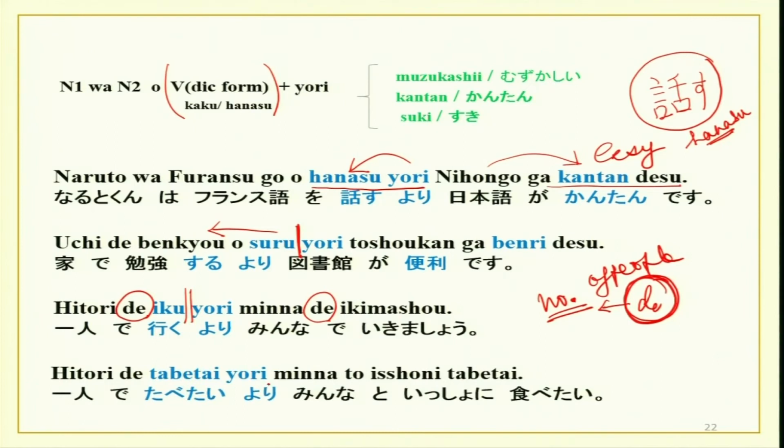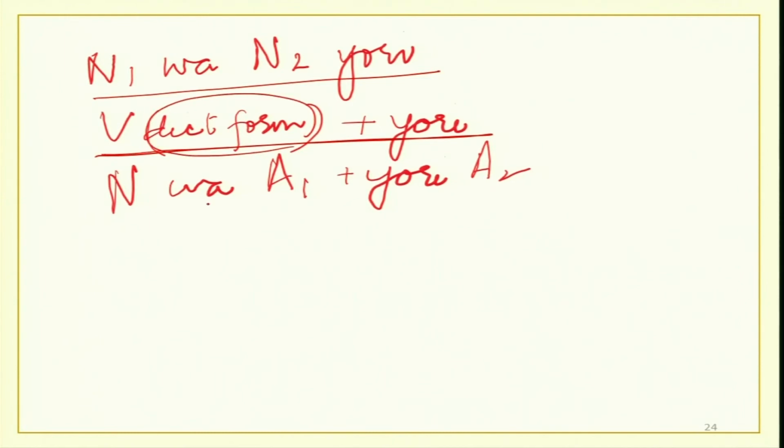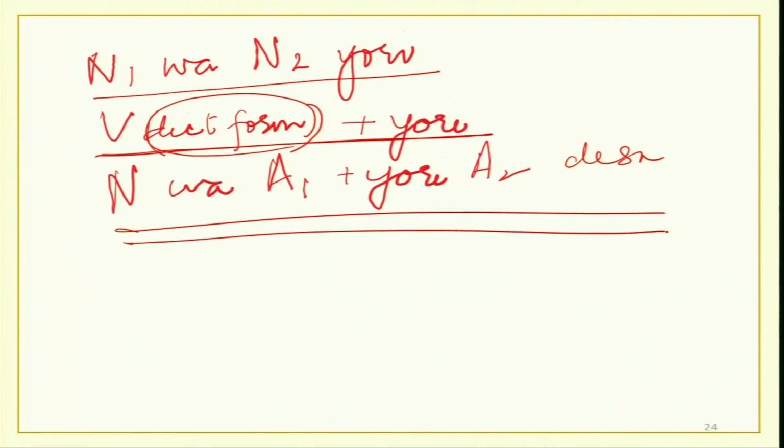Hitori de tabetai yori, minna to issho ni tabetai. More than eating alone, I want to eat with everybody. Tabetai. So you can see it can also be used with verb in tai form, which is want to do, as the verb is saying. Now you can see noun 1 wa noun 2 yori. Watashi wa anata yori. Or Tanaka-san wa Mariko-san yori. Then with verb it is always in dictionary form. Then noun wa A1 yori, A2 this. So this is what you are supposed to remember.